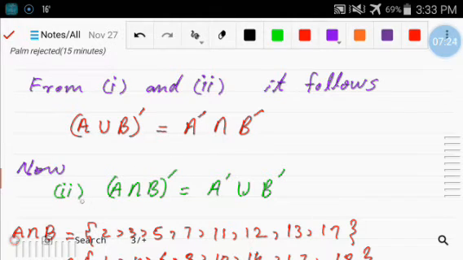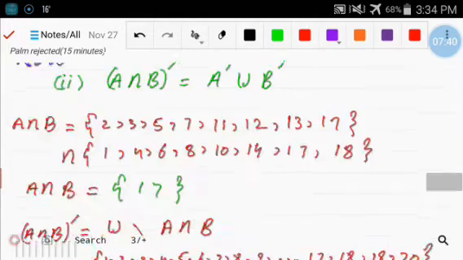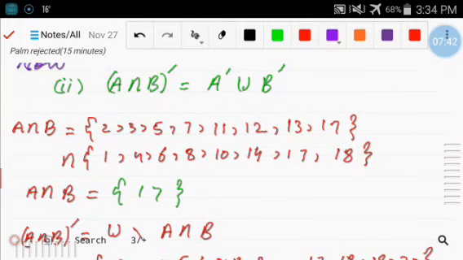Now we solve the second law which is A intersection B whole complement is equal to A complement union B complement. First we take left hand side. For the left hand side first we find A intersection B. So this one is set A and this one is set B. The intersection of set A and B is only 17 which is common in both sets. So A intersection B is equal to 17.